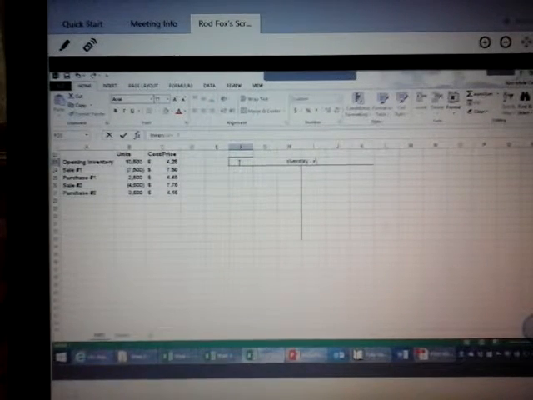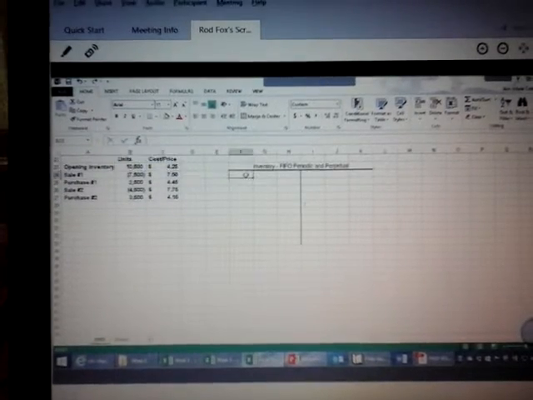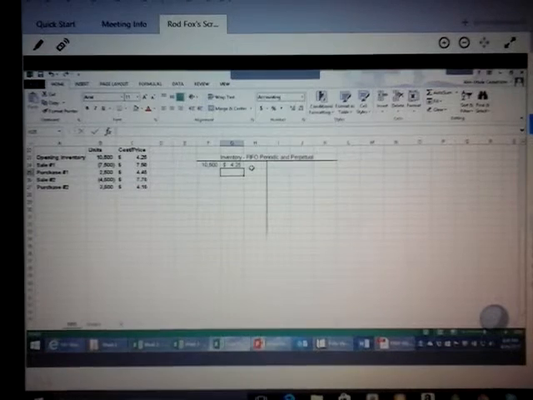And I want us to focus on using the FIFO method first. So I'm just going to call this FIFO, and we're using the periodic and the perpetual inventory system. So I'm just going to copy this first one down. So my opening inventory means this is how many units I had at the start of the period. That's the price.